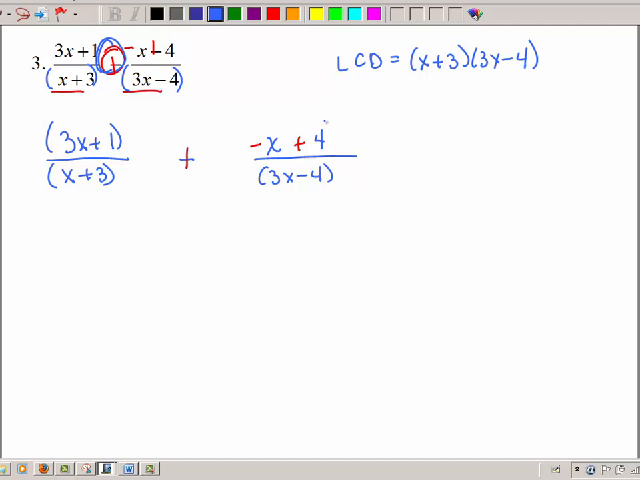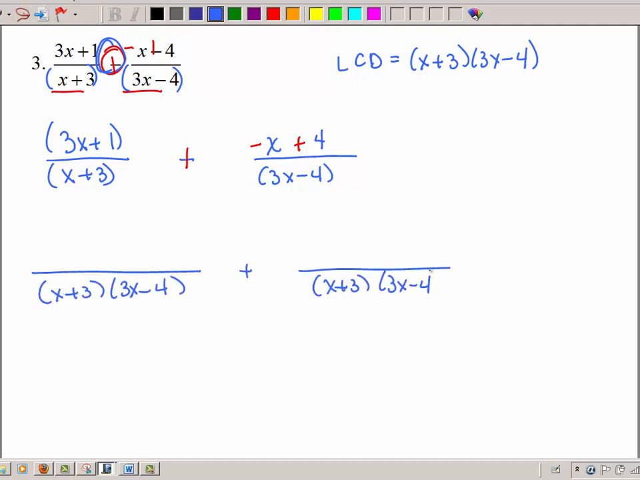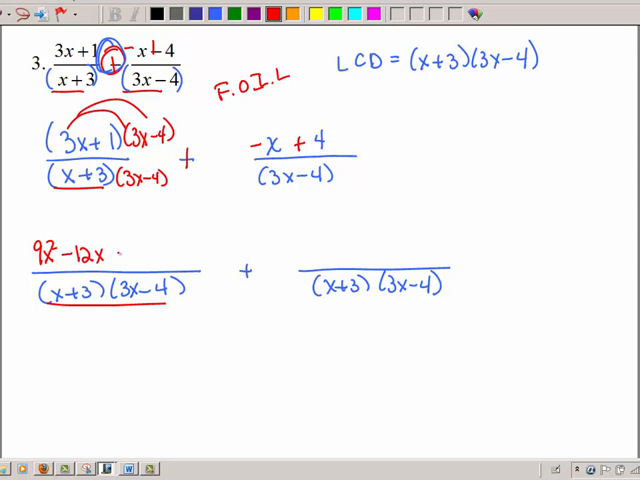The next step is rewriting both of these with the least common denominator. So let's go ahead and do that. Then we need to compare old to new. What do I need to multiply by? 3x minus 4. So I'm going to have to FOIL this out. First, outer, inner, last. So I multiply and I get 9x squared minus 12x plus 3x minus 4.